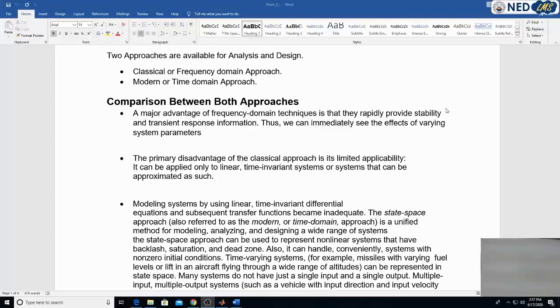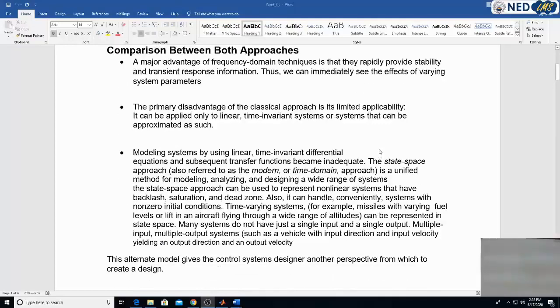Moving towards the time domain approach, time domain modeling can handle systems which are linear, non-linear, time variant, and time invariant. Similarly, you can deal with MIMO systems, multiple inputs and multiple outputs at a time. So with the help of this time domain approach, you can analyze some really complex systems. There are some basic advantages, and generally you can also say that this alternate model gives the control system designer or analyzer another, different perspective from which he or she can design any system, or view the different parameters of the system. So these are the basic differences.